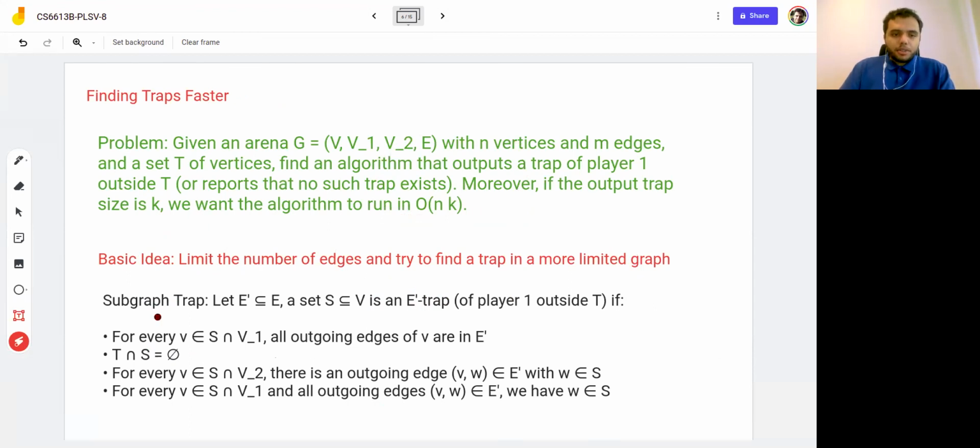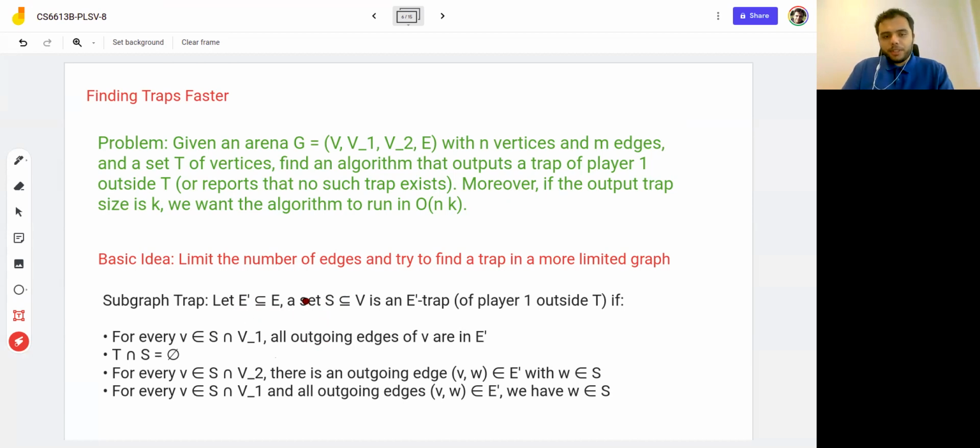Now, let's continue with our basic idea of limiting the edges that we have in our graph. I'm going to define something called a subgraph trap. The idea of a subgraph trap is that you fix a subset of your edges, a subset E prime of E, and then player 2 wants to make sure that player 1 is basically not only trapped in a specific set S of vertices, but is also trapped in these edges. Okay. So let me give you the formal definition.